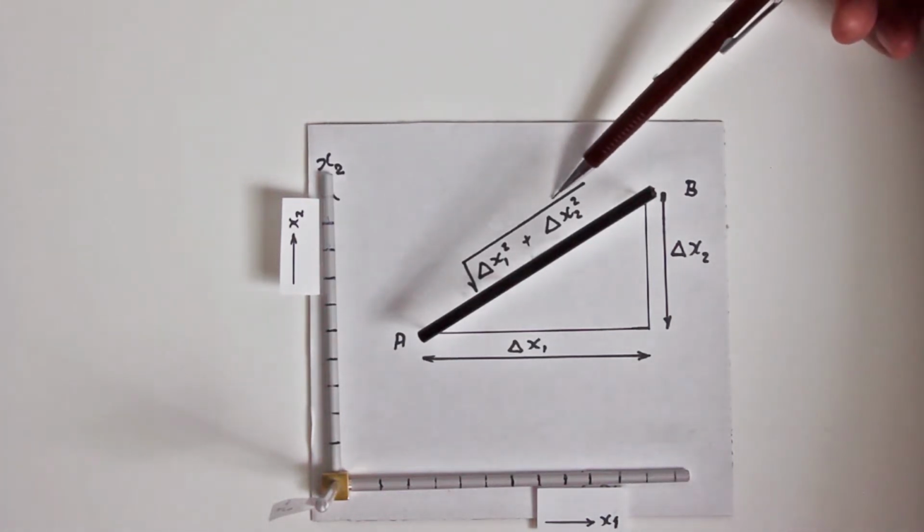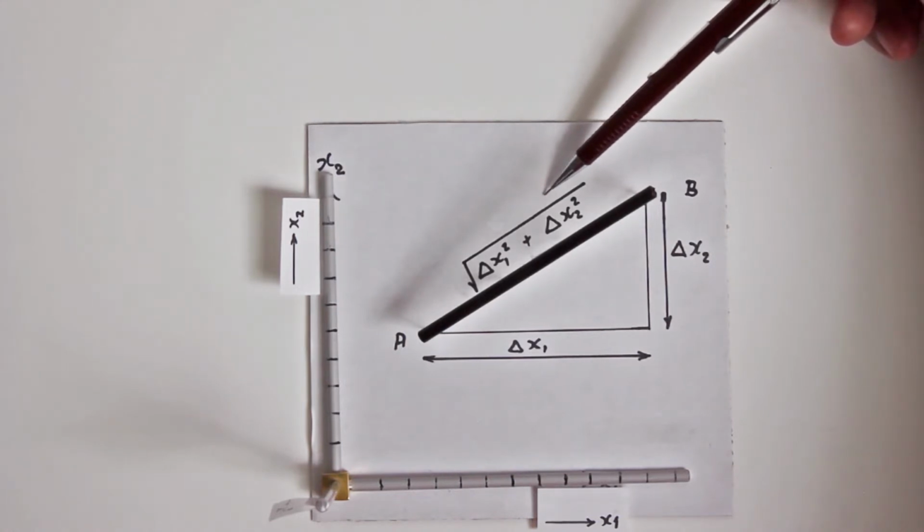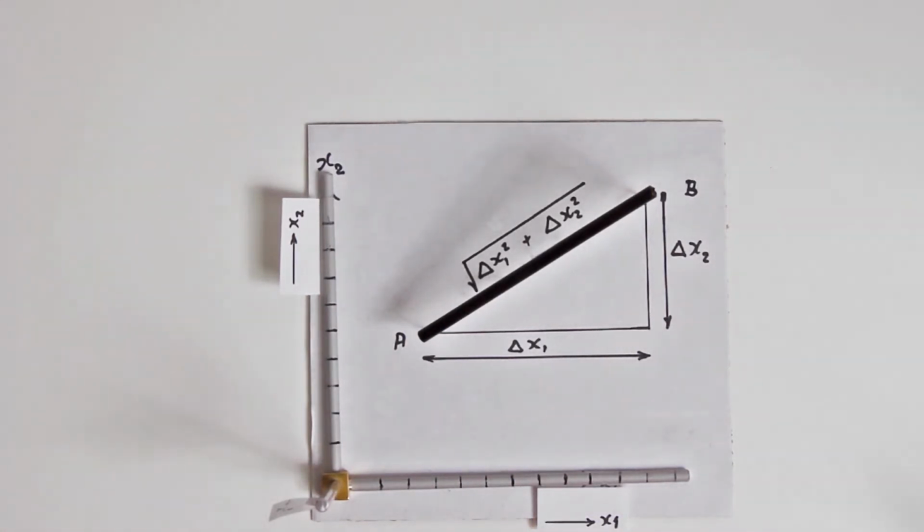Using simple Pythagoras theorem, I can now calculate the length of the hypotenuse as the square root of delta x1 squared plus delta x2 squared. I'm assuming you've come across Pythagoras theorem before, but if you need a refresher, then a quick internet search should do the trick.